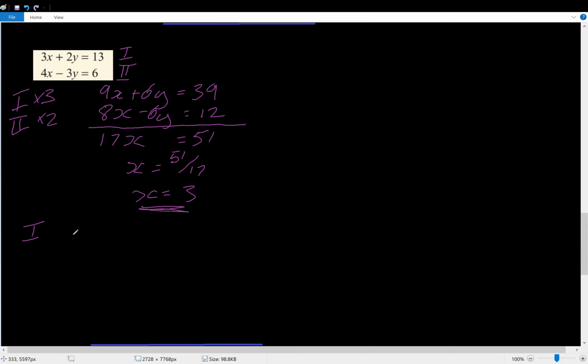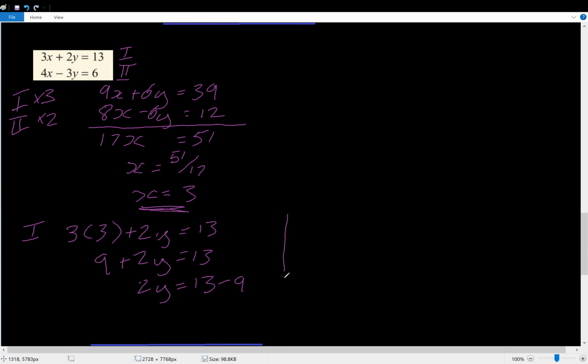So instead of 3x plus 2y, we have 3 times 3 plus 2y, and that's still equal to 13. So 9 plus 2y is equal to 13, which means 2y is equal to 13 minus 9. I'm sorry, I've run out of space. Let's move up here. Which means that 2y is equal to 4. So y is equal to 4 over 2. So y is just equal to 2. So those are our values for x and for y in this pair of simultaneous equations.